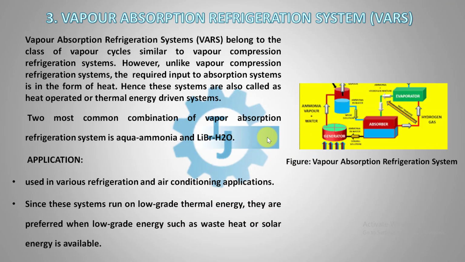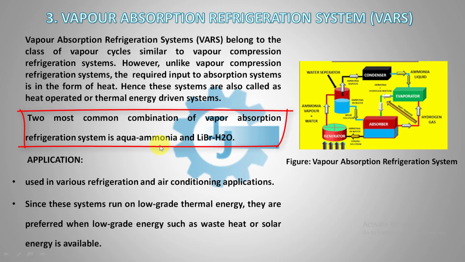Now we will discuss the vapor absorption refrigeration system. The vapor absorption refrigeration system also belongs to the class of vapor cycles, similar to the vapor compression refrigeration system. However, unlike the vapor compression system, the required input to the absorption system is in the form of heat. Hence, this system is called a heat-operated or thermal energy-driven system. There are basically two common types of vapor absorption system used: one is aqua ammonia and the other is lithium bromide and water.